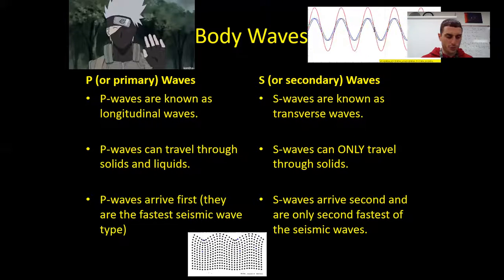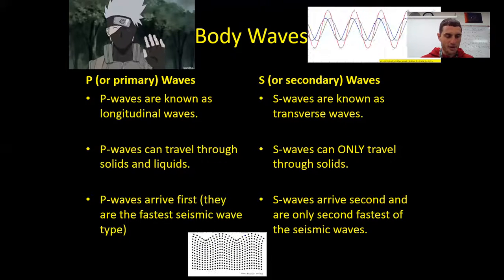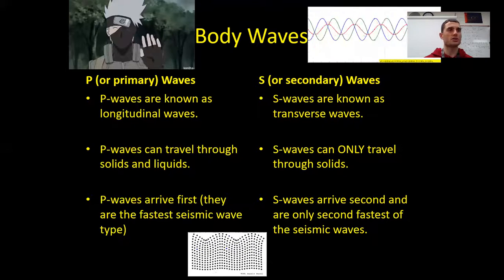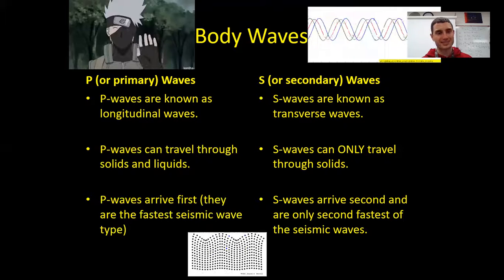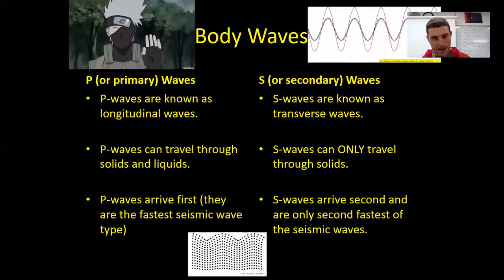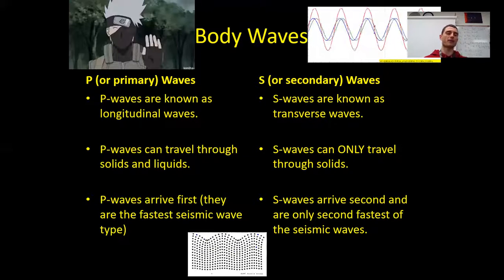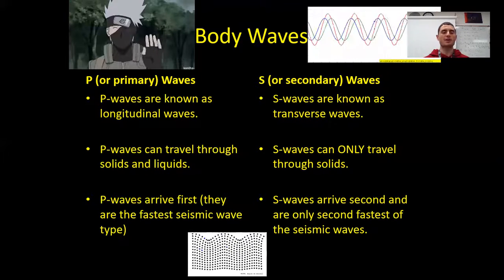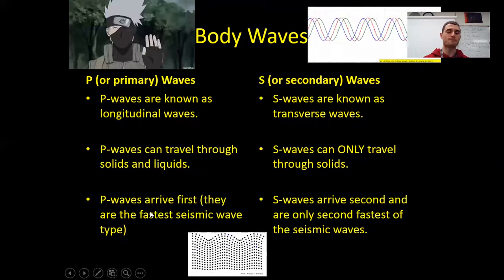They go through the entire Earth. They go through all the layers. Again, all the layers are either a solid or a liquid. There's only one layer in the Earth that is not a solid. It is a liquid. That is a what? That is the outer core, okay? And again, P waves arrive first. Thus, we now know that they are the fastest.